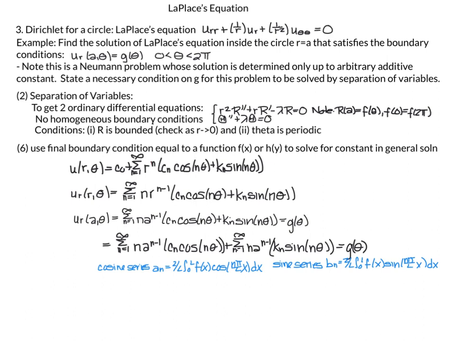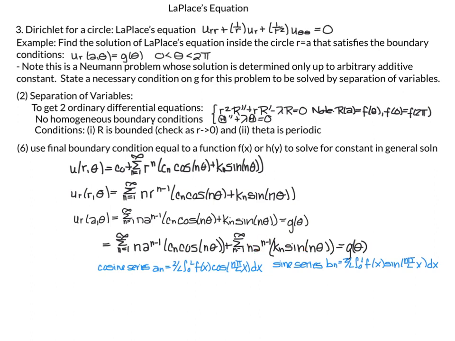And then my r is going to be n r to the n minus 1. Now when I plug in a, I'm going to get n a to the n minus 1, and then this constant here is equal to g of theta. So when I look at this, I'm going to separate this out into two summations. So I have my n a to the n minus 1 times my cosine, and then my n a to the n minus 1 times my sine, and that's equal to g of theta.